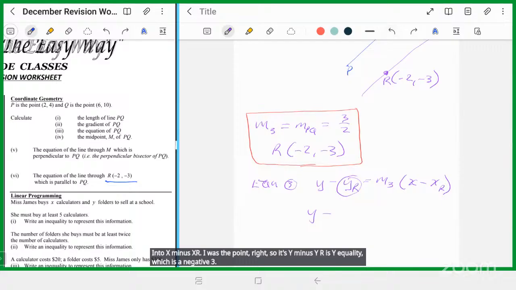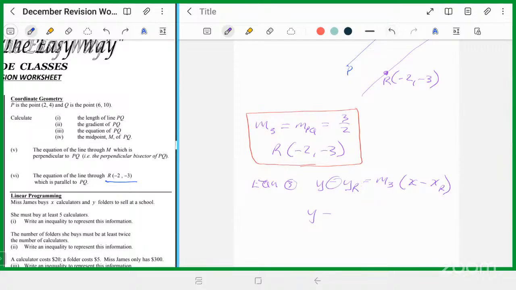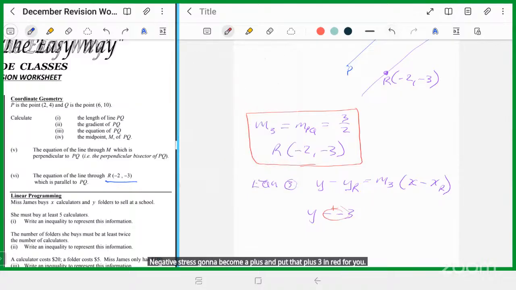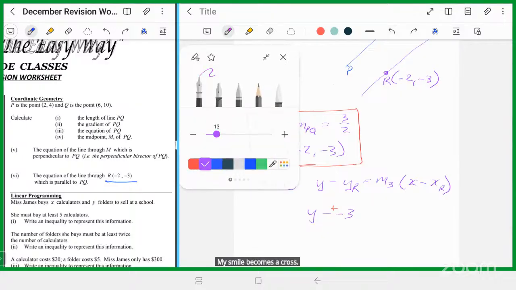We'll be careful with these negatives now. So it's y, this minus is this one, and the yr itself is negative 3. This minus minus is going to become a plus. I'll put a plus there in red for you. This minus minus becomes a plus. Over for the purple, equals.